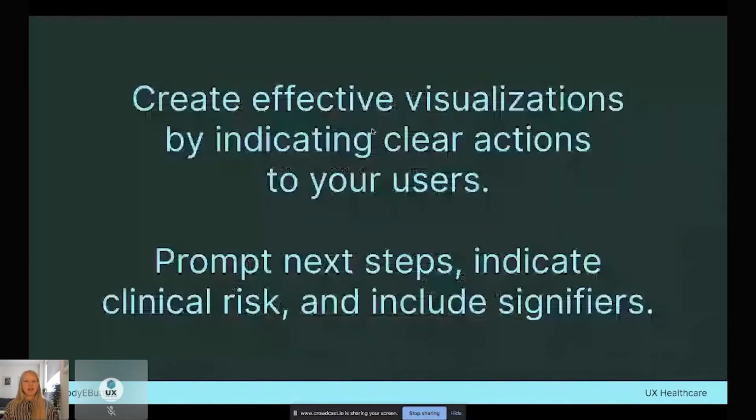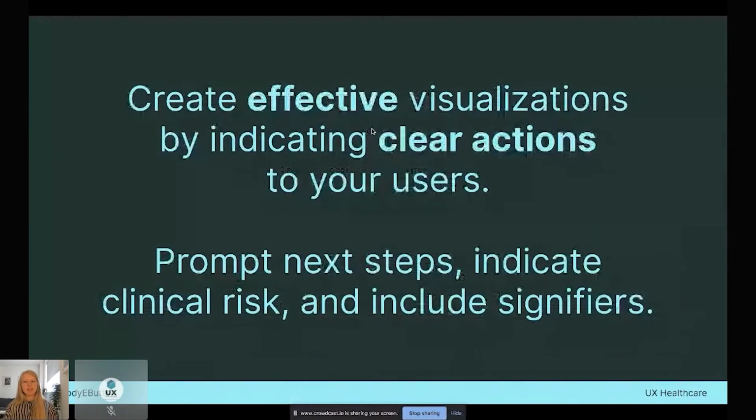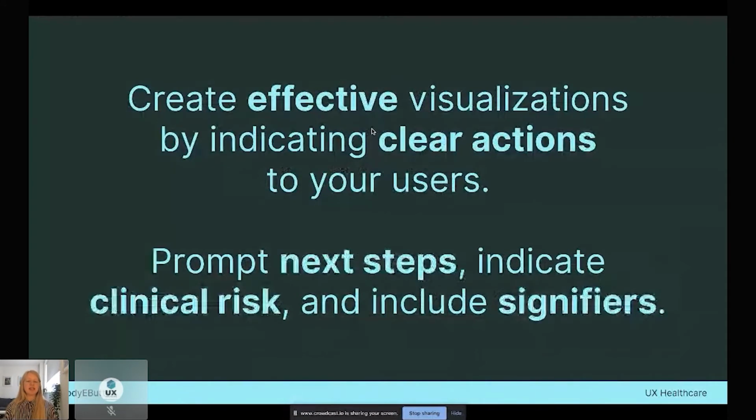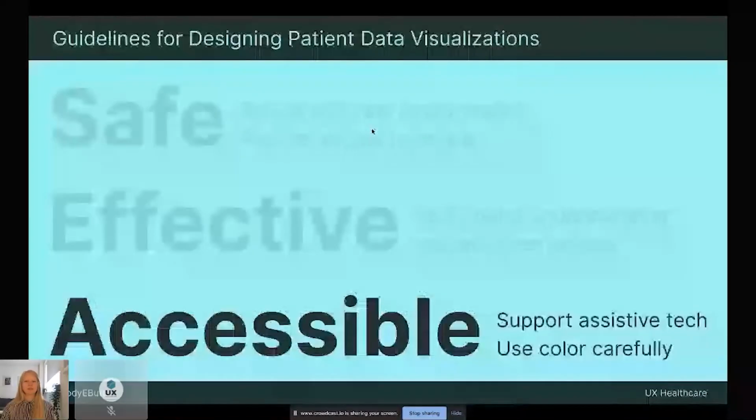So we can also create effective visualizations by indicating clear actions for your users. We can do that by prompting next steps, indicating clinical risk, and including signifiers to help highlight where those affordances are.